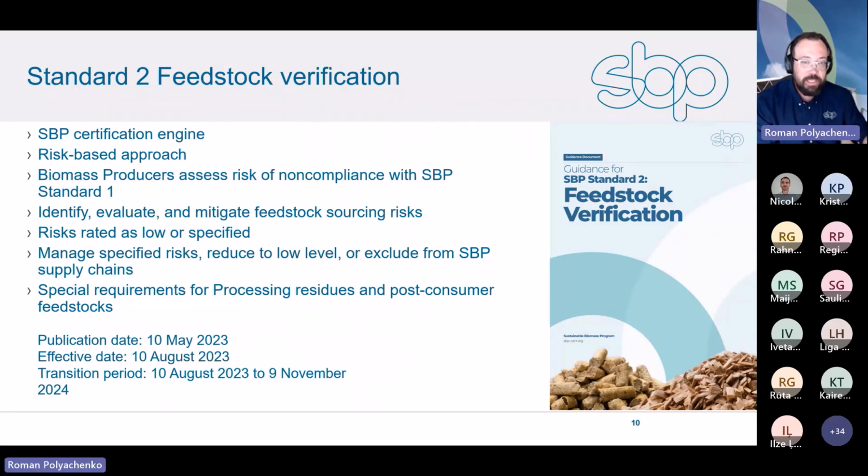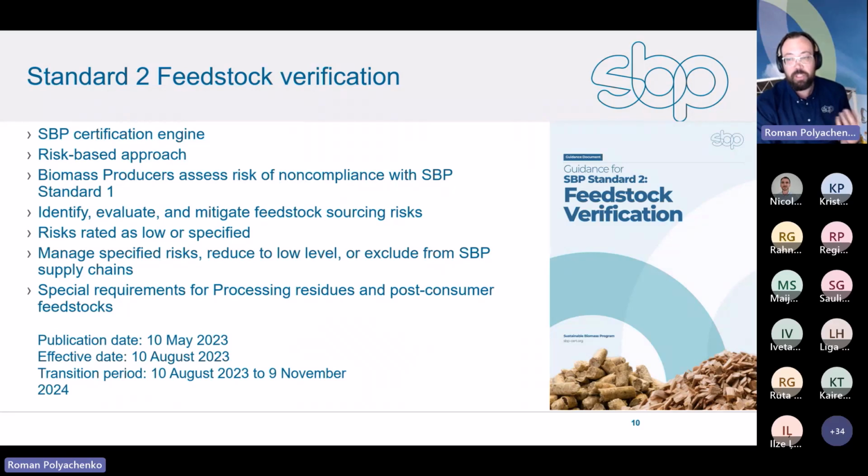Risks are still rated as low or specified, so no changes here. Organizations need to ensure that all specified risks are managed and reduced to low level or otherwise exclude this feedstock from their sourcing. So organizations gain certification against standard 2 by complying with the requirements set in standard 1 and demonstrating that they have adequately reduced the risk of sourcing feedstock that is not in compliance with standard 1.